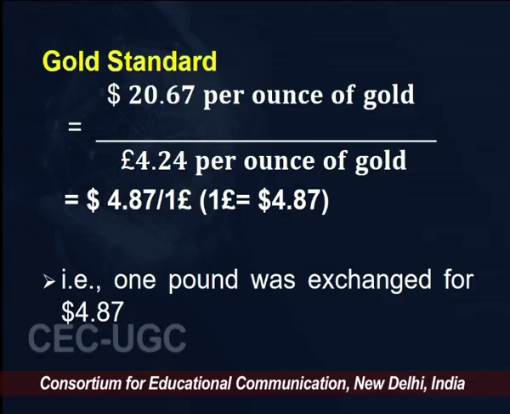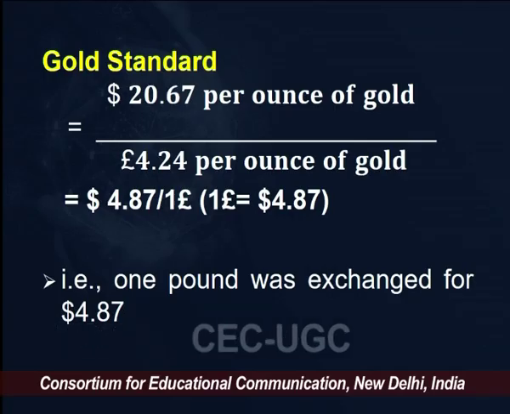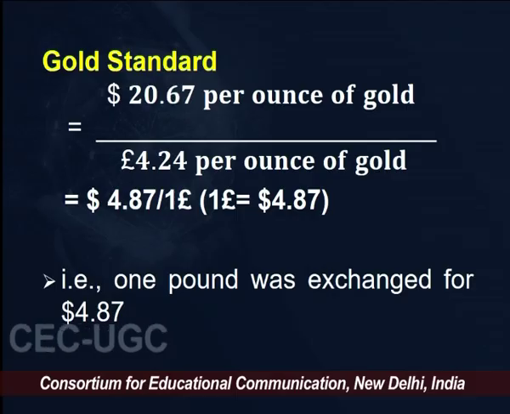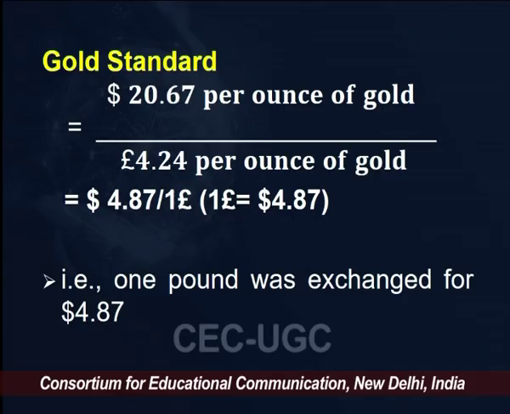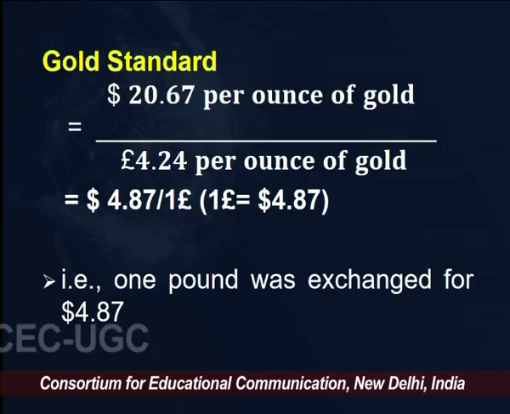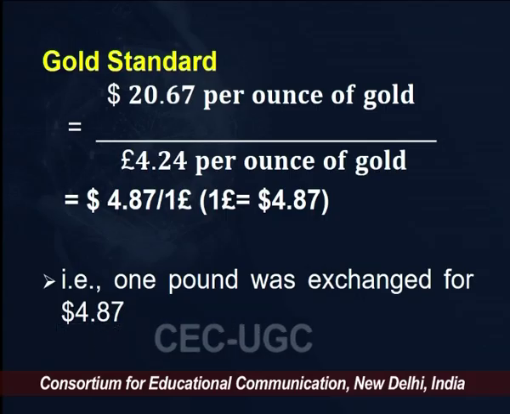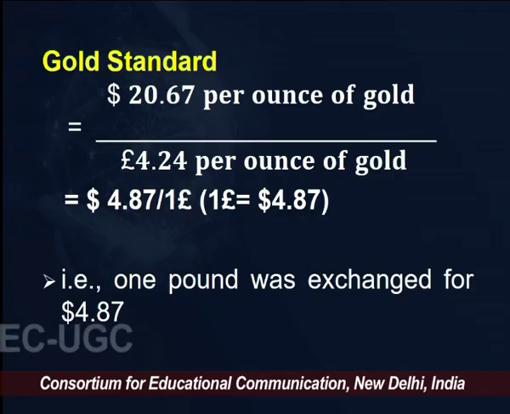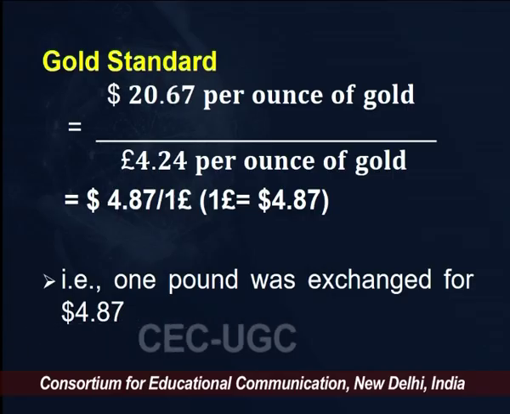This leads to $4.87 per pound. That is, 1 pound is equivalent to $4.87. So, 1 pound can be exchanged for $4.87. So, this leads to the exchange rate between the pound and dollar on the basis of the price of gold per ounce in that currency, in that country. I believe you have understood this point.